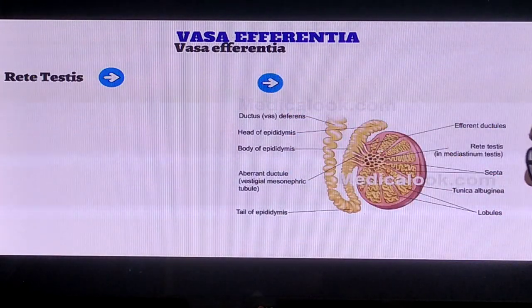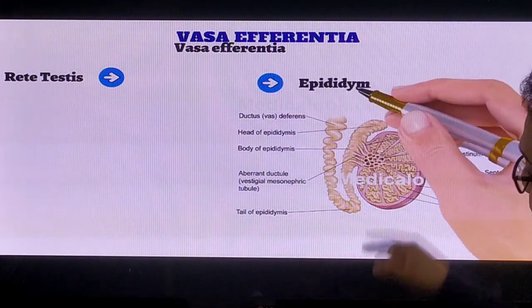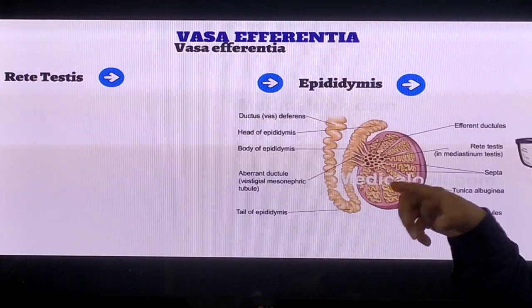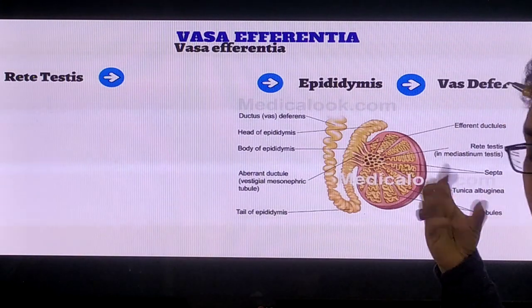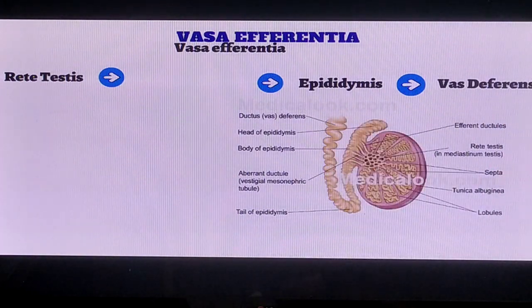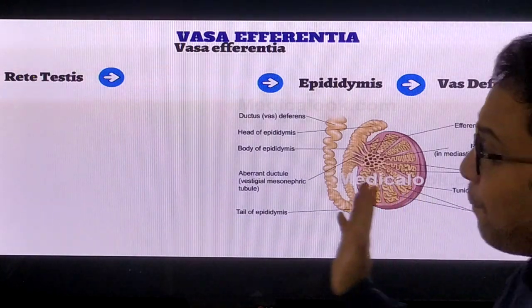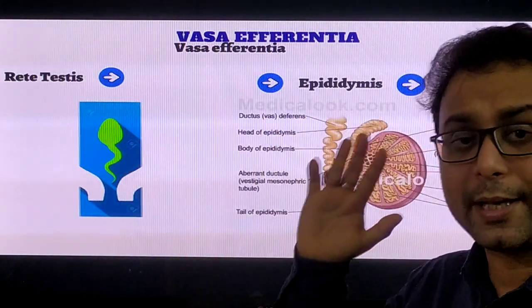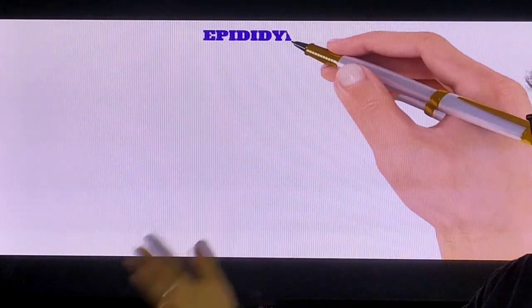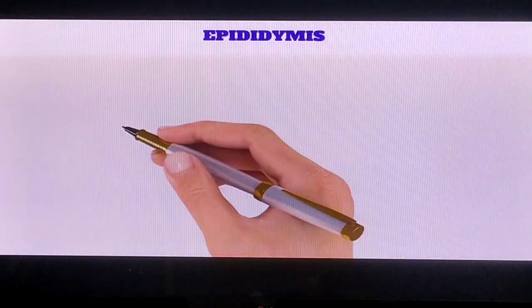After that, this C-shaped structure is the epididymis. Temporarily, sperm are matured and stored in there, and this tube is called the vas deferens. So these are the different parts by which sperm can transfer from the testes to the ejaculatory ducts.